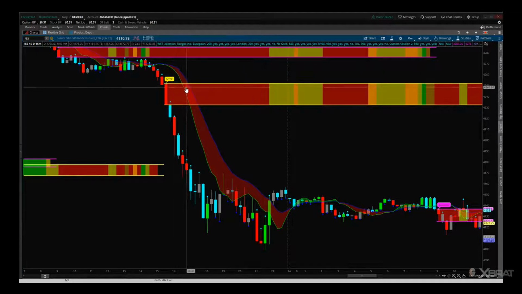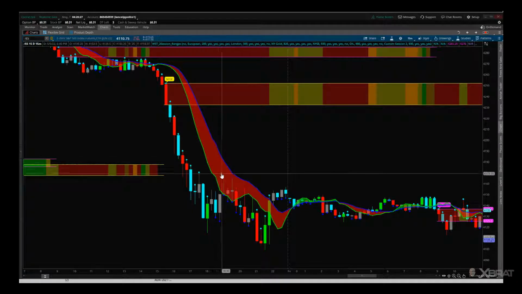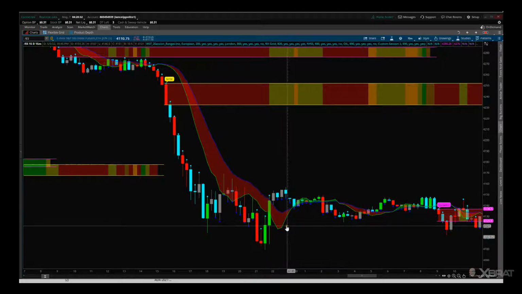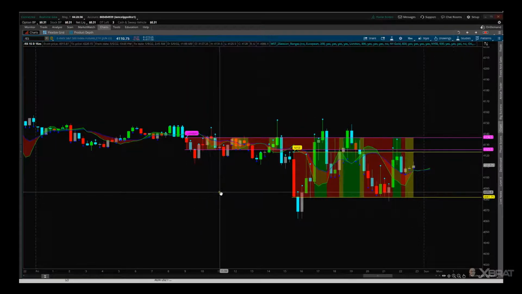We're going to look to use the manager, this ribbon getting red and getting wider and wider all the way down here, to manage the trade, to maximize the profits. Now we come to Friday, it's not so easy.